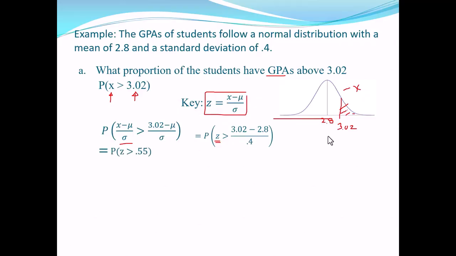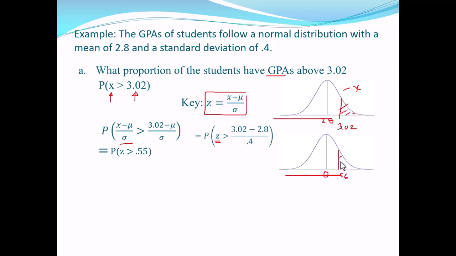And what the math tells me when I take 3.02 and subtract the 2.8 and then divide that difference by 0.4, it tells me the 3.02 GPA falls 0.55 standard deviations above the mean. What I know and what you need to understand is every normal curve has the same probability when you go 0.55 standard deviations above the mean. I don't care if you're working with the GPAs that have a mean of 2.8 and a standard deviation of 0.4, or if you're working with the standard normal distribution that has a mean of 0 and a standard deviation of 1.